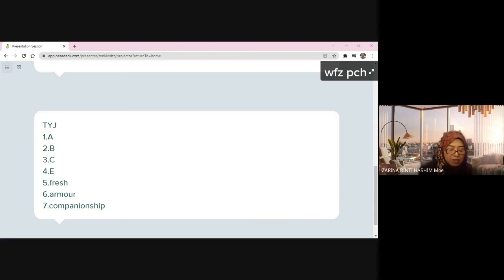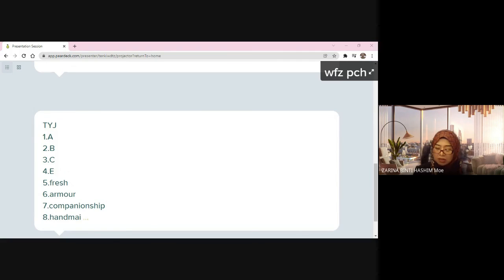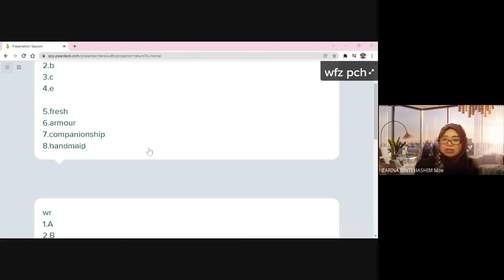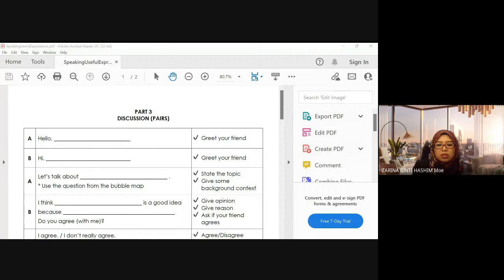Okay, 8. In order to experience life outside of the palace walls, the heroine disguised herself as a. This is about the palace and all that. Is it the Aladdin palace? In order to experience life outside of the palace walls, the heroine disguised herself as a. This one is in Aladdin. Yes, correct. Handmaid. The word is there in Aladdin, line number 2. Handmaid. I think you can see it, right?